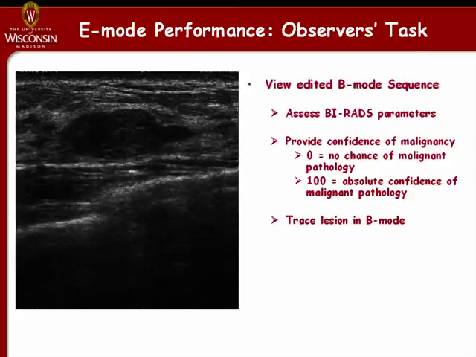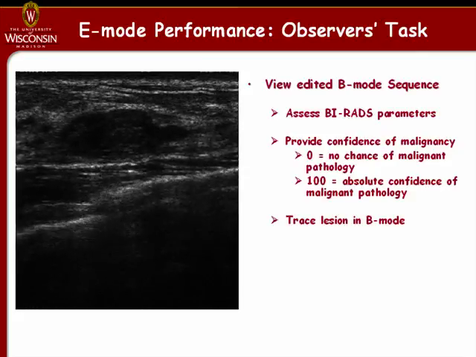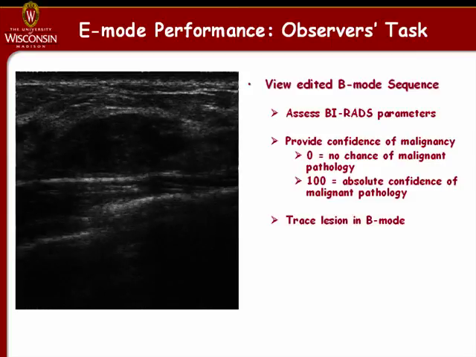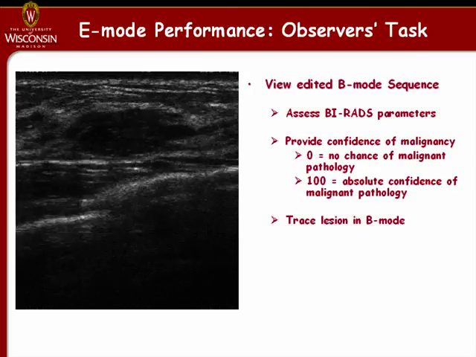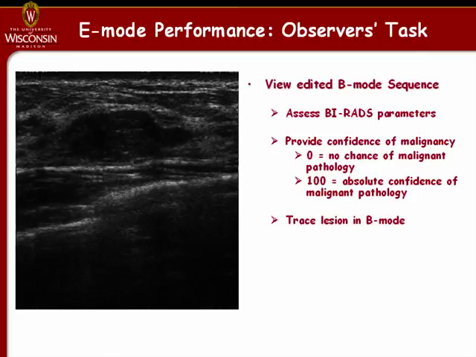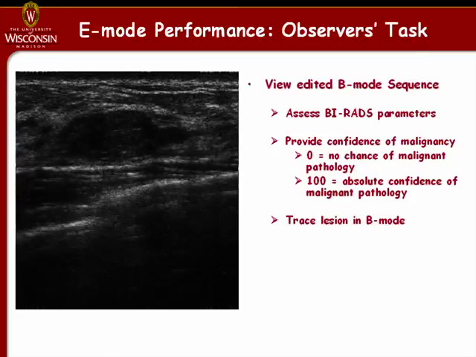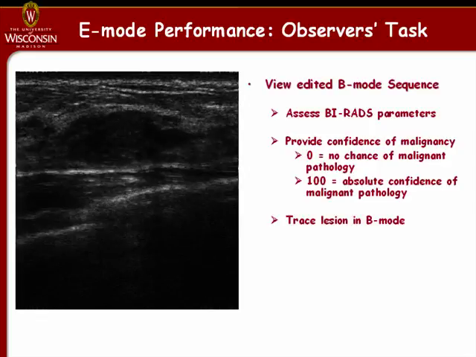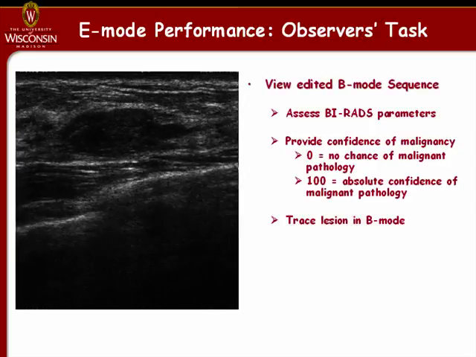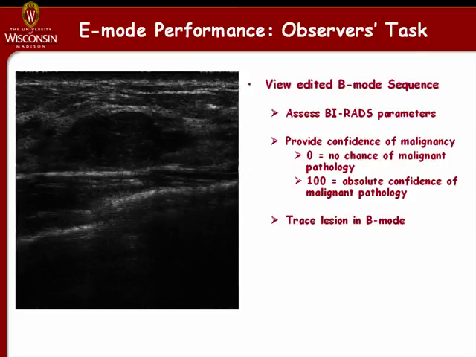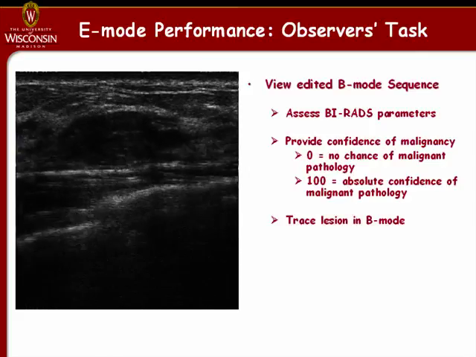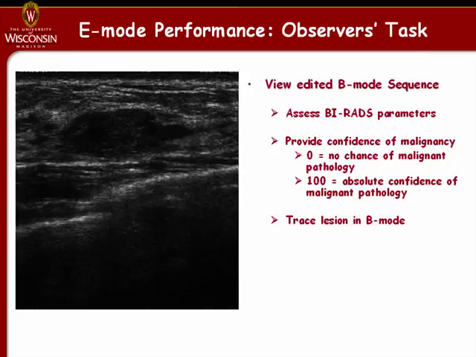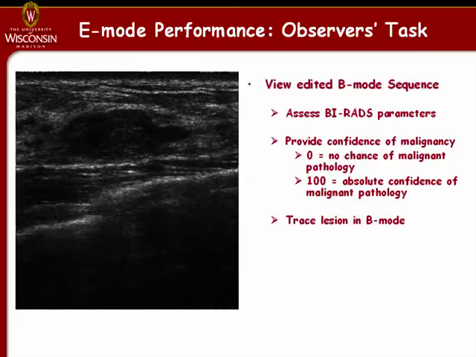To understand how well this information works, we did an observer study that involved 3 highly trained breast radiologists with a great deal of experience in breast ultrasound. And we asked them to do a variety of tasks looking at 100 different subjects, 50 that had cancers, 50 that had benign tumors. And so we had an enhanced patient pool, meaning more cancers than we normally would see in normal incidence, but that's to improve our statistics in the observer study.